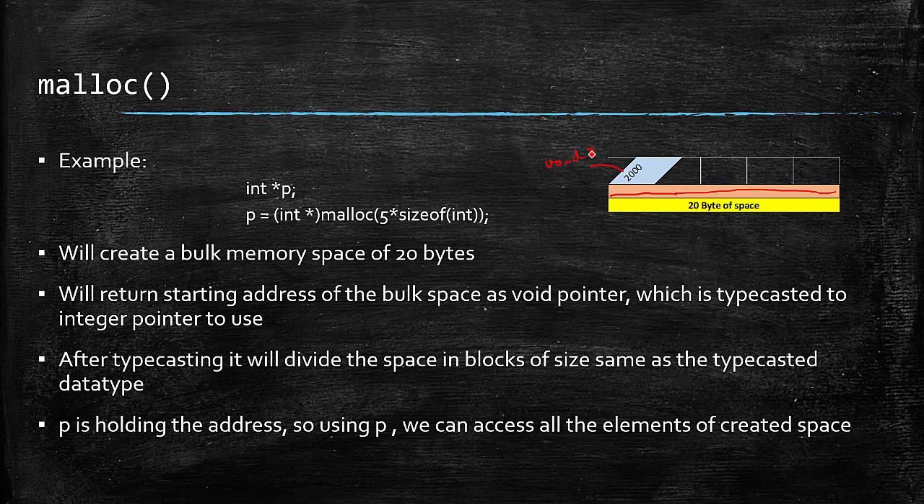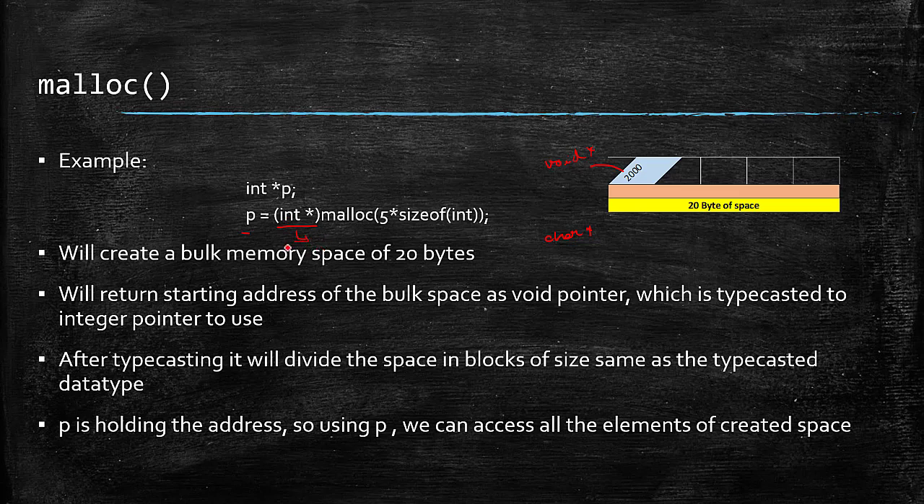Now as it is returning the void pointer, we need to typecast it into our desired data type for using that. So we are typecasting it into an integer type of pointer and putting it into P. When you are typecasting it, this 20 bytes of space will be divided into 5 blocks of 4 bytes of space, because we are typecasting into integer type. Now if we typecast it into a character type of pointer, then this 20 bytes of space will be divided into 20 blocks or cells of 1 byte, because a character will take 1 byte of space only. So the division of this block will depend on the data type in which you are typecasting, right?